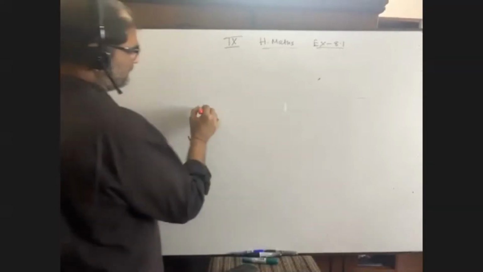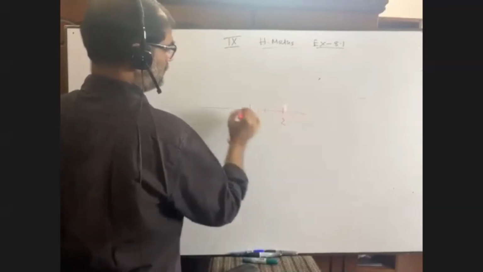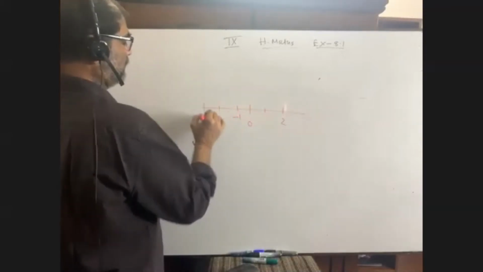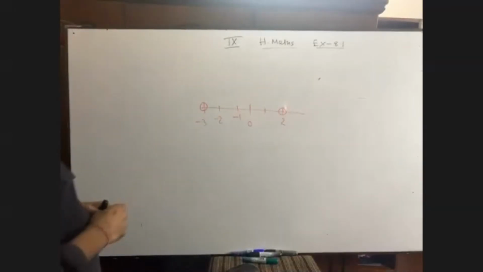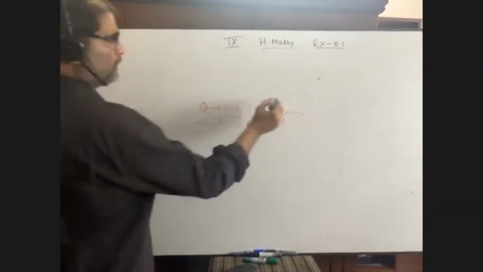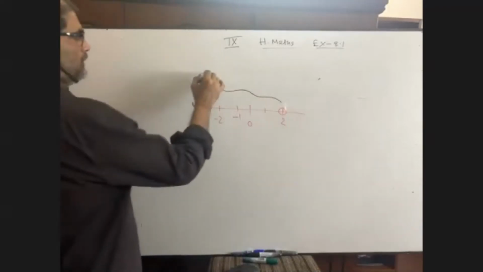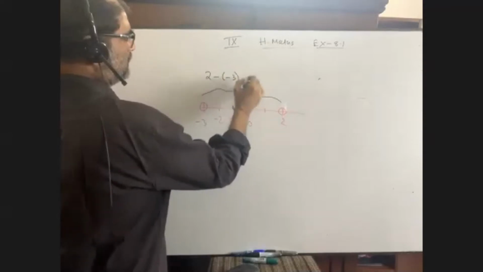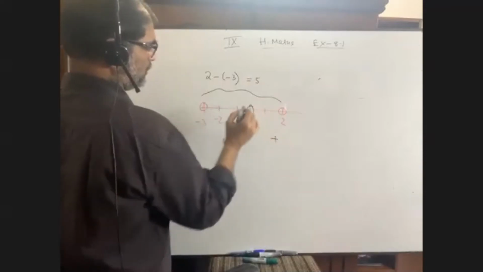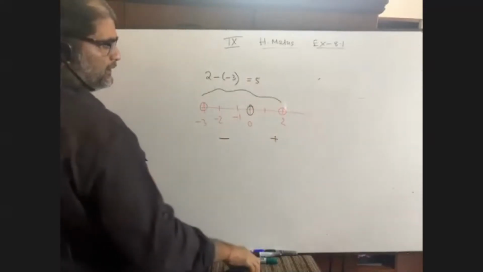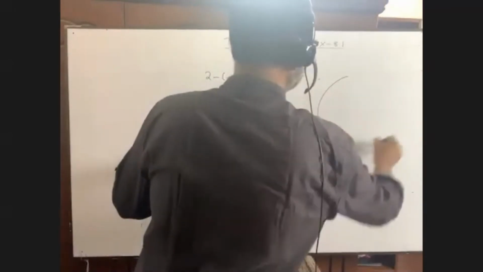Suppose it is 0 degree, it is 1, it is 2, minus 1, minus 2, it is minus 3. What is the difference or distance here? Can you please tell me? What is the distance between these two? 2 minus minus 3 is 5. That's good. So from here it is positive and from here it is negative, right? That's good.